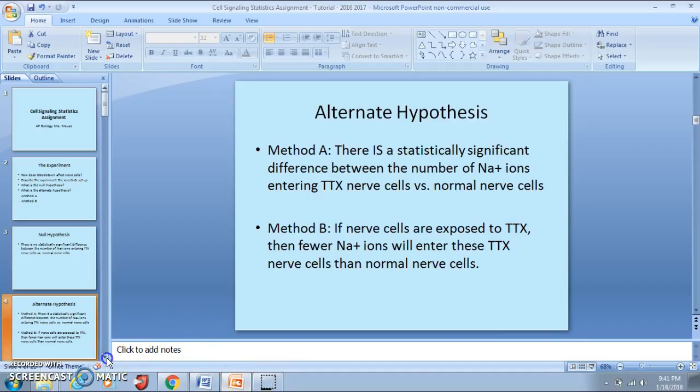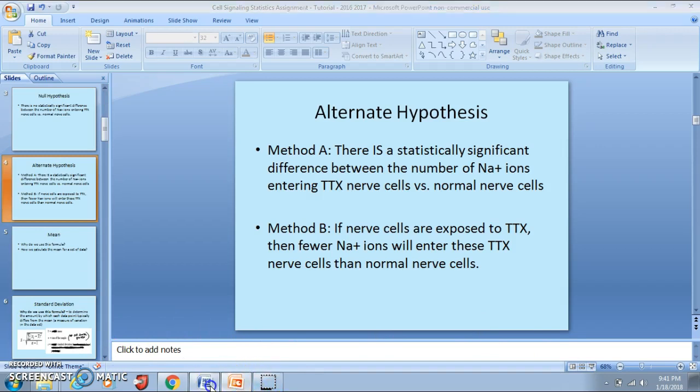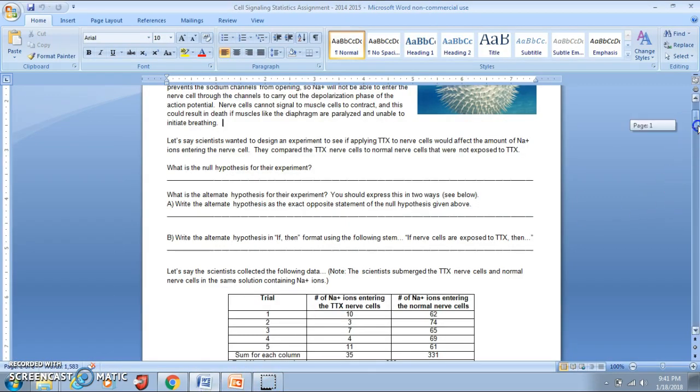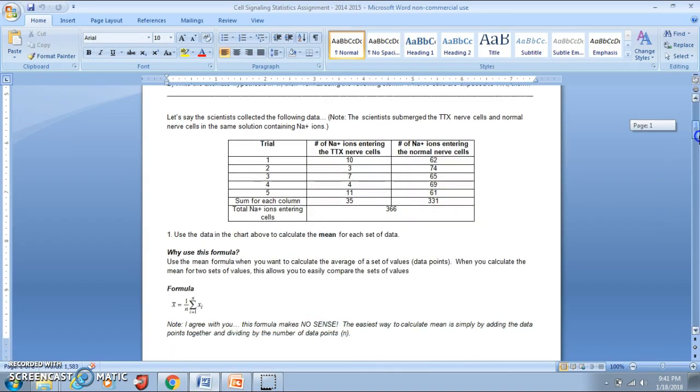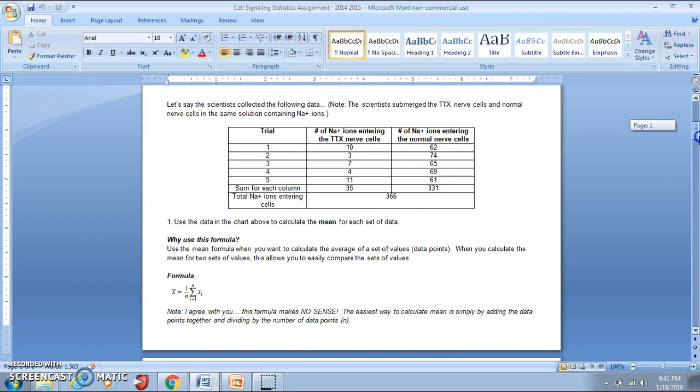All right, now after we write down the null and alternate hypotheses, they show the actual data for the experiment, where they conducted 5 trials, and during each trial they counted the number of sodium ions entering the TTX nerve cells versus the number entering normal nerve cells. They've also given us a sum total across the 5 trials of the number of sodium ions entering each type of nerve cell, and then the total number of sodium ions in the experiment as a whole.